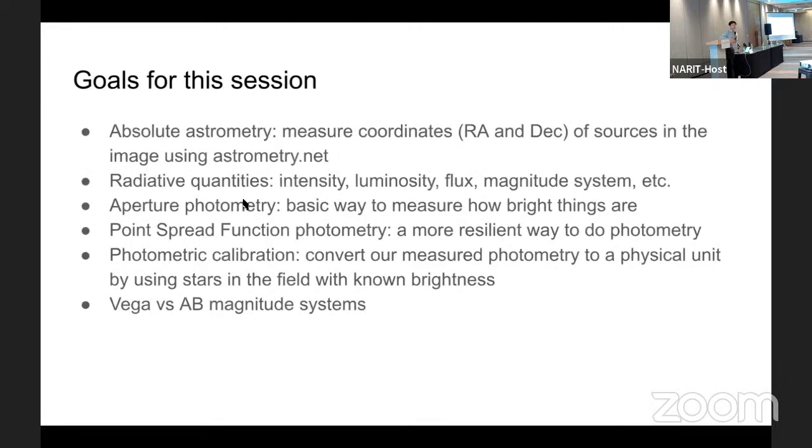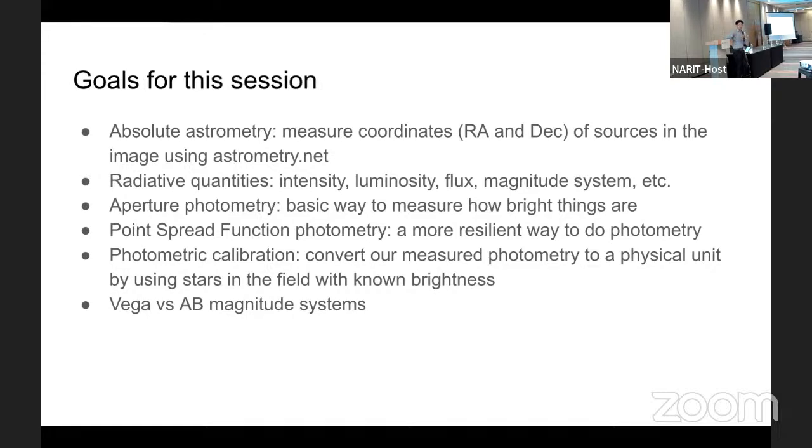So the goals for this session: one, you will learn about absolute astrometry. Astro is star and metry is measurement. So we are measuring stars, which means measuring the positions of stars in your image. By absolute astrometry, I mean that you want to convert the XY position on your image to the real coordinate on the sky. And we will talk about that in a little bit.